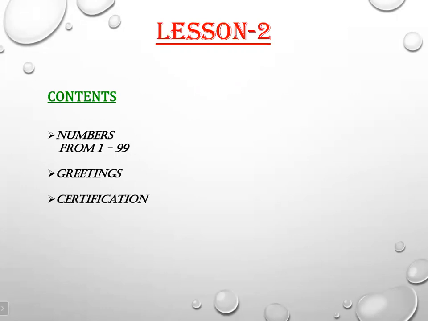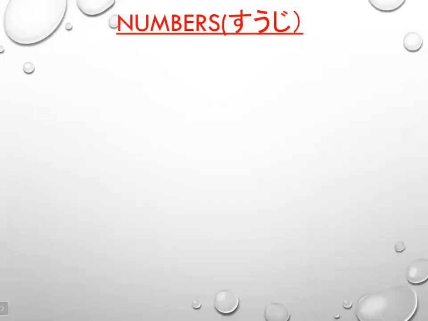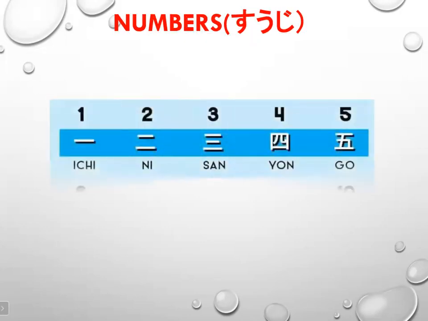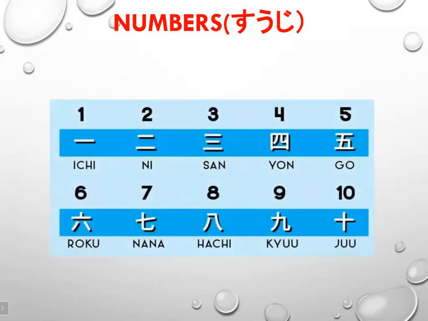So today we are going to start with numbers. First we review the numbers we have learned in lesson 1. As you see on the screen, we have numbers from 1 to 10. 1 is known as ichi, 2 is ni, 3 is san, 4 is yon, 5 is go, 6 is roku, 7 nana, 8 is hachi, 9 is kyu, and 10 is ju.